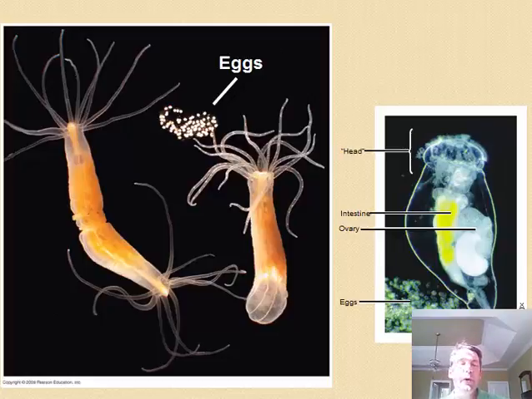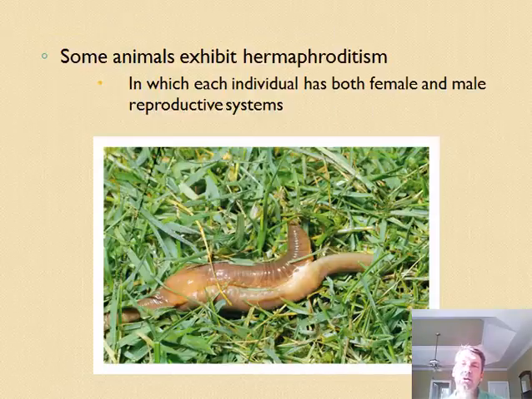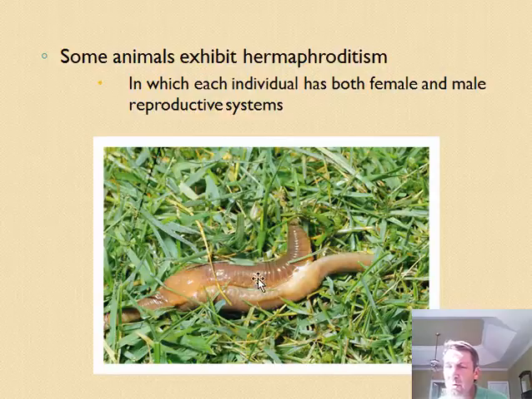Another example of variations within reproduction is hermaphroditism. Hermaphrodites are animals that contain both male and female reproductive systems or structures. An example of those are earthworms. Earthworms are actually hermaphroditic. They contain both male and female structures. So these are mating right here.